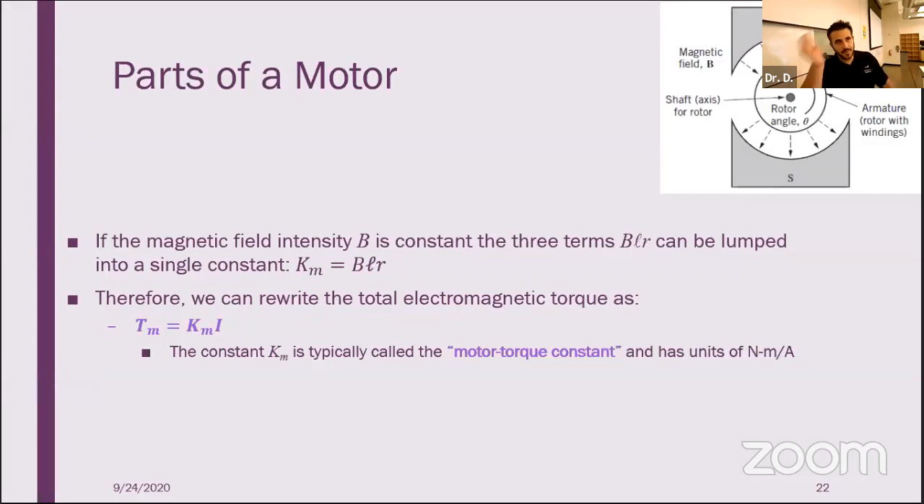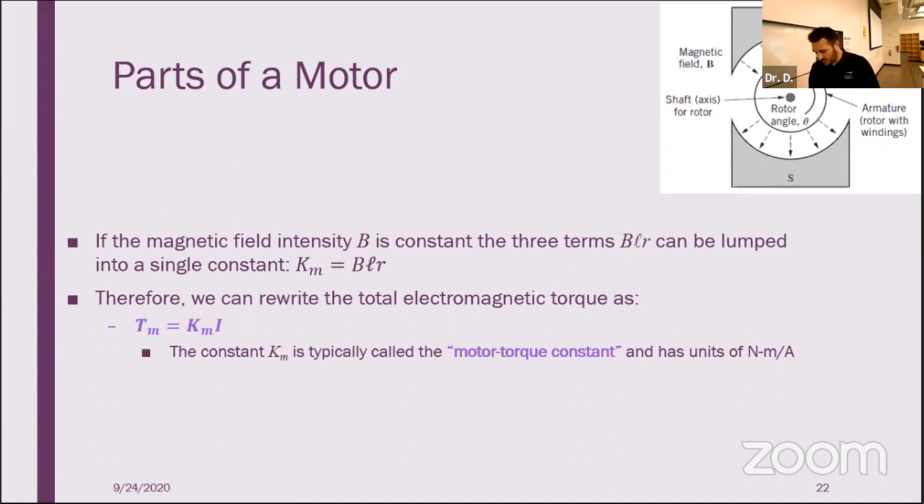So typically, when we are using motors, though, we don't talk about B times L times R, right? We lump these all together into something that we call the motor constant, which is going to be capital K sub M. So B times L times R is K sub M. So we can rewrite our torque as Tm is equal to Km times I. And this is the motor torque constant, and it has units of Newton meter per amp, right?